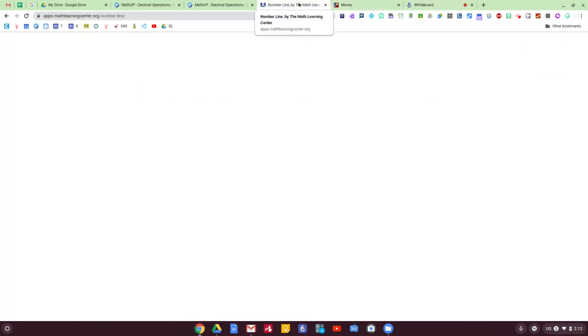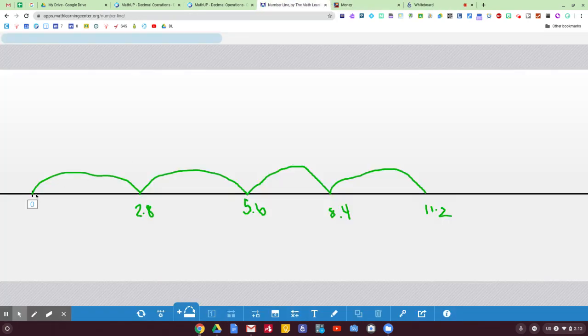If you were going to show this on a number line, I've already set it up. You could show it as jumps of 2 and 8 tenths. So you would be at 2 and 8 tenths, then 5 and 6 tenths, and then 8 and 4 tenths, and then 11 and 2 tenths. We got the same answer that way as well.